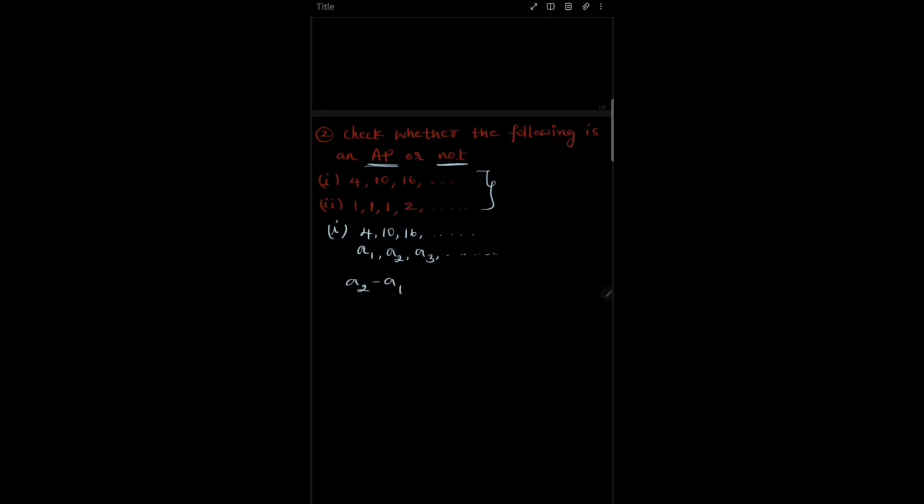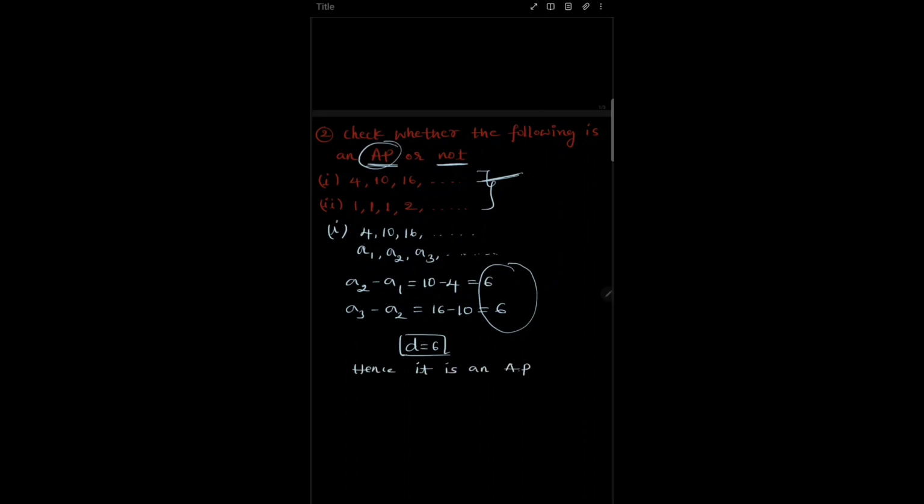A2 minus A1, 10 minus 4, I get 6. So next A3 minus A2, 16 minus 10, again getting 6. So here we are getting a constant term, that is 6. Therefore it is an AP. Therefore this sequence is an AP. That is D is equal to 6 here. Hence it is an AP, or this sequence is an AP.